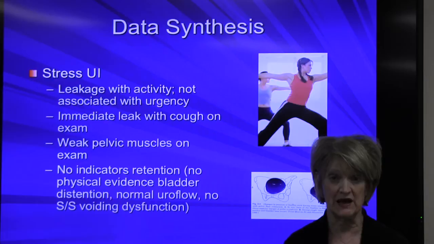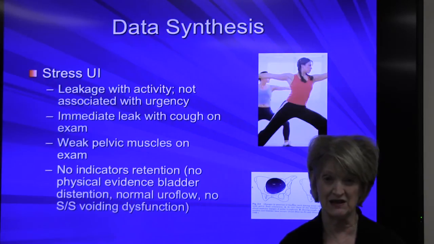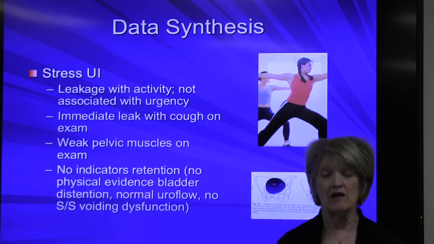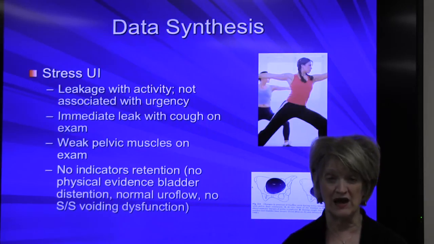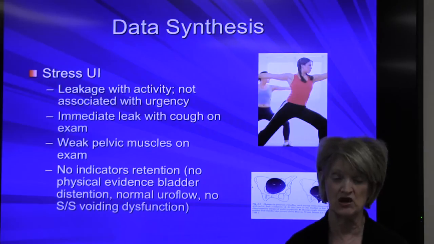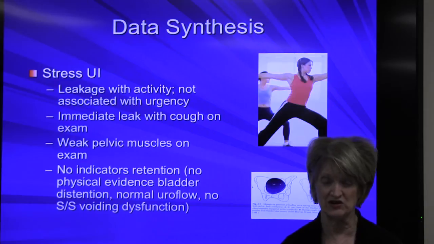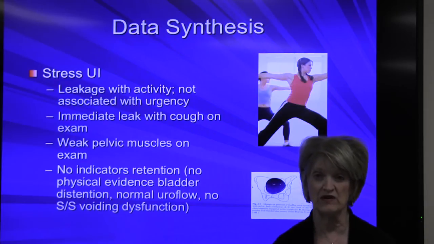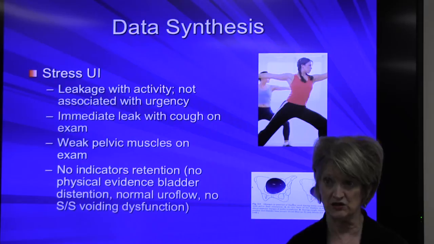Also on physical exam, you will probably find weak pelvic floor muscles. They may have very limited contractility. They almost always have very limited endurance. Finally, you will find no indicators of retention. So they will say they feel like they empty, they have no trouble starting their stream, they void continuously until they finish. They have not had recurrent issues with urinary tract infection. Physical exam reveals no evidence of bladder distension.